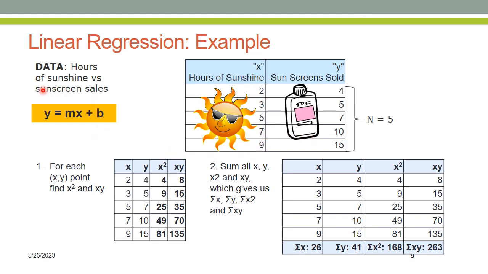How do we arrive at our equation in the format of y equals mx plus b? Here's how. For each x and y point, we first have to find our x squared and our x times y, which is what we're doing right here. Then we're going to sum all of these, which gives us the sum of x, the sum of y, the sum of x squared, and the sum of x times y.